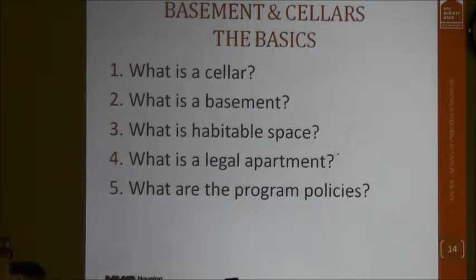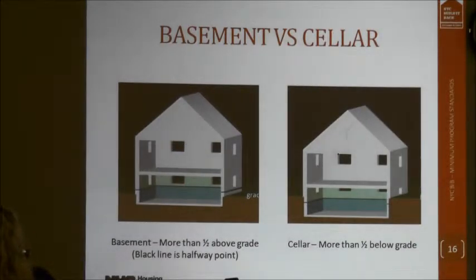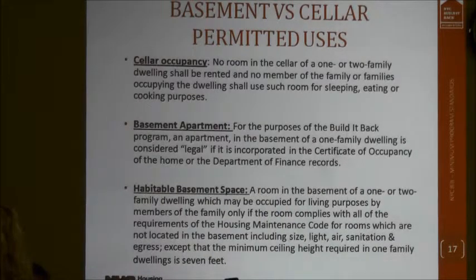One of our most controversial topics is basements and cellars. I know Joe Ackroyd went into this a little in the beginning. A cellar is more than half below grade, a basement is more than half above grade. A habitable basement in a one or two family home complies with all the requirements of the housing maintenance codes for rooms which are not located in the basement. That includes light, air, sanitation, egress, except that in a basement, your ceiling height can be 7 feet. So the Build It Back program, and this is just half below grade, cellar is more than half below, basement's more than half above. There were enough professionals in here to kind of gloss over this.